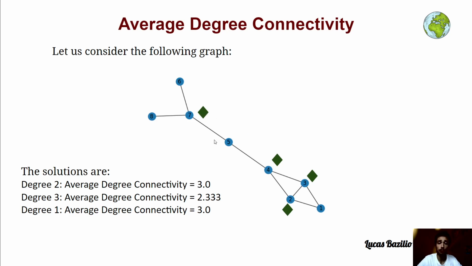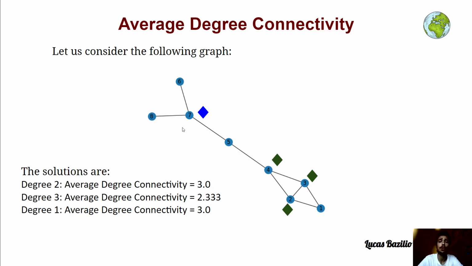So what we need to do is compute the average degree connectivity of 7, the average degree connectivity of 4, the average degree connectivity of 3, and then the average degree connectivity of 2. And then we compute the mean of all of them, the average, and so we get this value. So let's begin with 7.